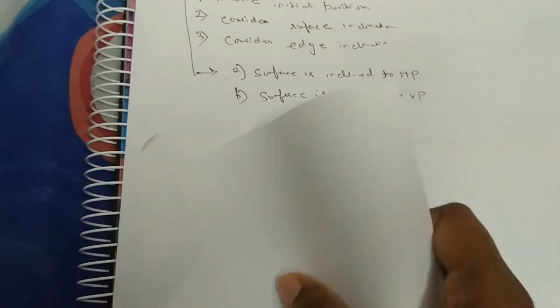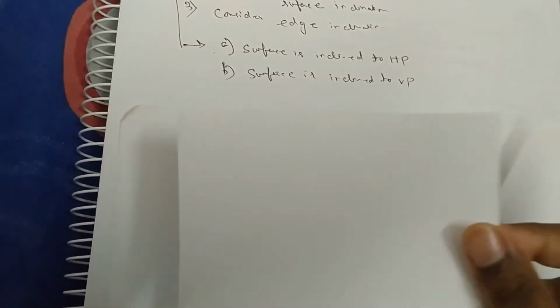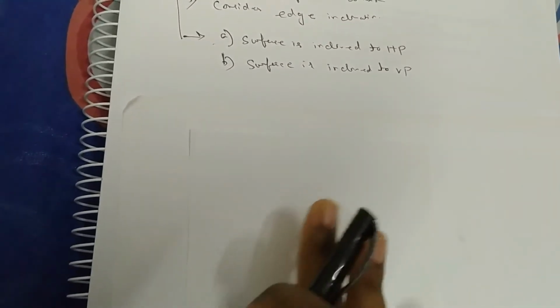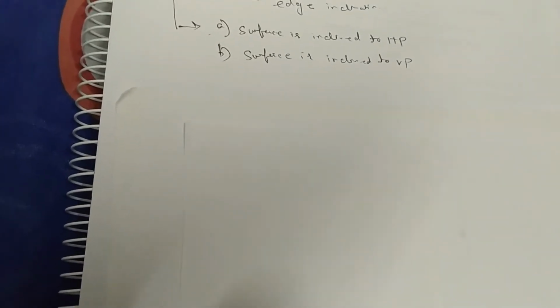If the surface is inclined to HP, that is, making angle theta with the HP plane, the assumption will be that the plane with this surface will be resting on HP, just like that, in such a way that the true shape of the surface is seen from the top.